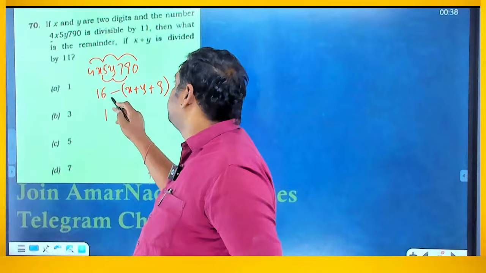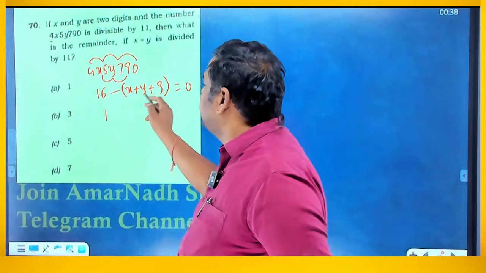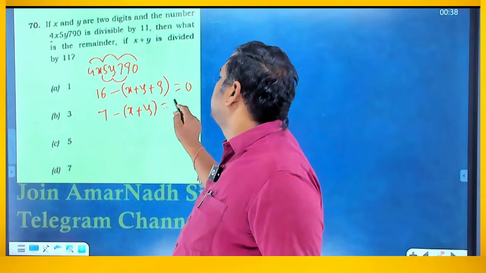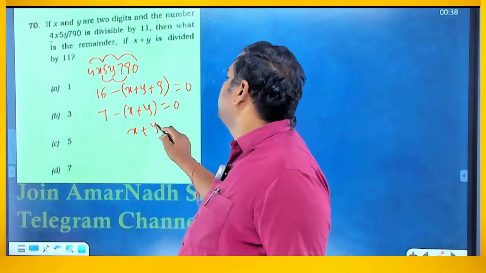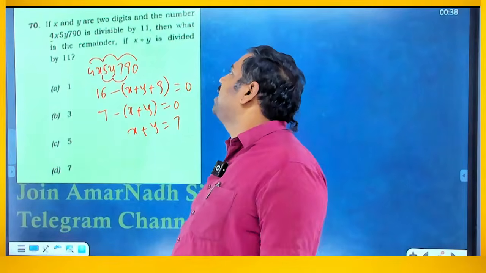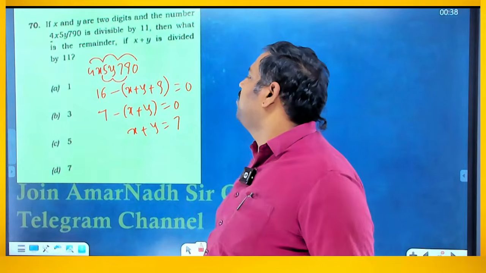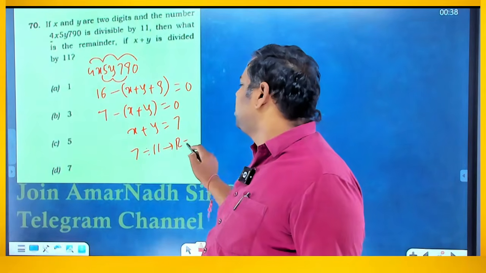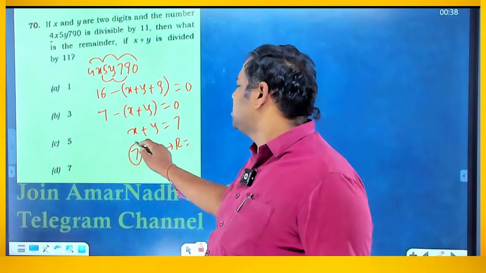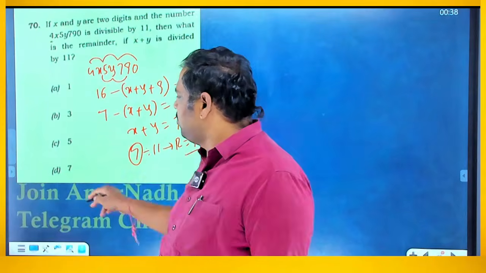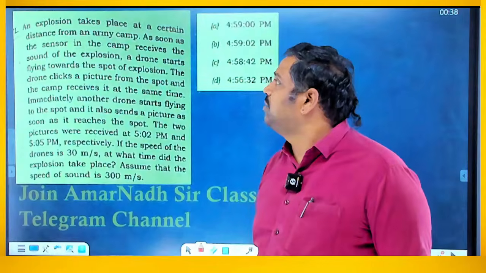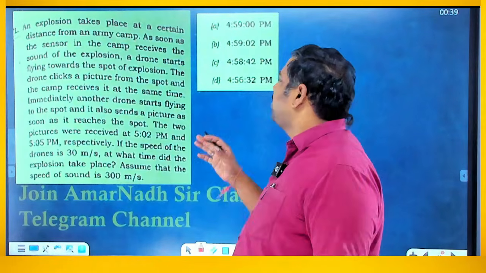So 16 minus 9 is 7, minus X plus Y is equal to 0. So X plus Y is equal to 7. He is asking that if X plus Y is divided by 11, what is the remainder? So 7 divided by 11: if the dividend is smaller than the divisor, the dividend itself acts as the remainder. The remainder is 7. So what's the answer here? D is the answer. 70 completed, now 71. Another funny question if you observe.